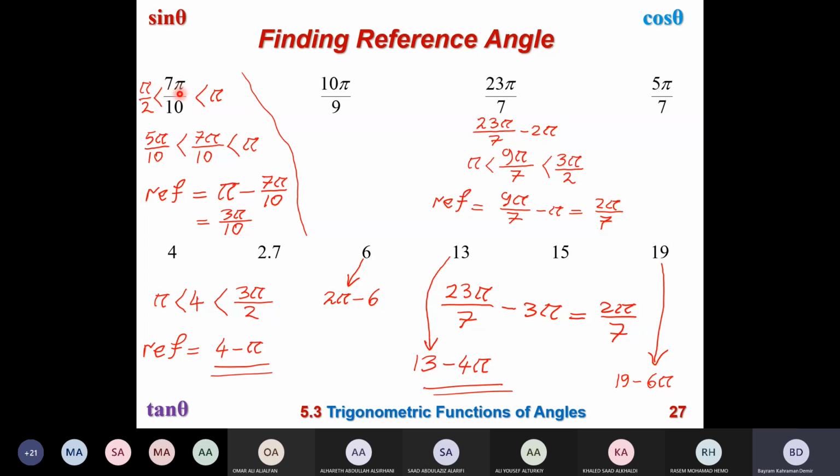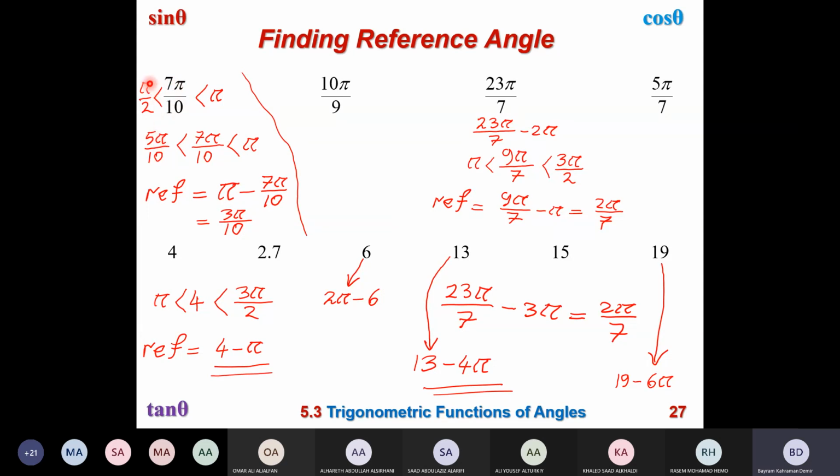So 7 pi over 10. Well, is this a big angle, Shabab? It's not a big angle. It's not more than one rotation. It is less than pi, clear? Yes. 7 pi over 10 is less than pi, and it is greater than pi over 2.